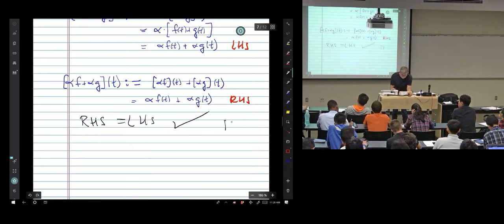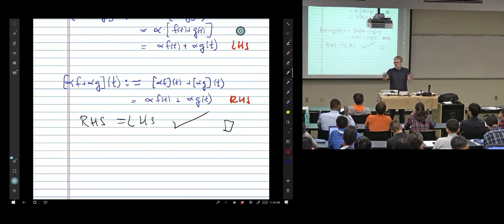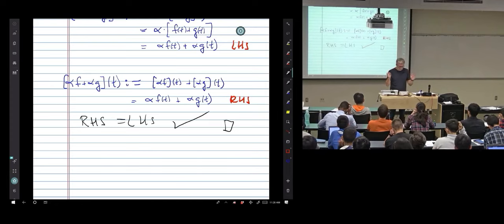Check. So that's how we do axiom checking. It's super boring, but it's just taking the definitions of what the symbols are and writing it out. The same thing you would do in computer code when you're trying to simplify something.